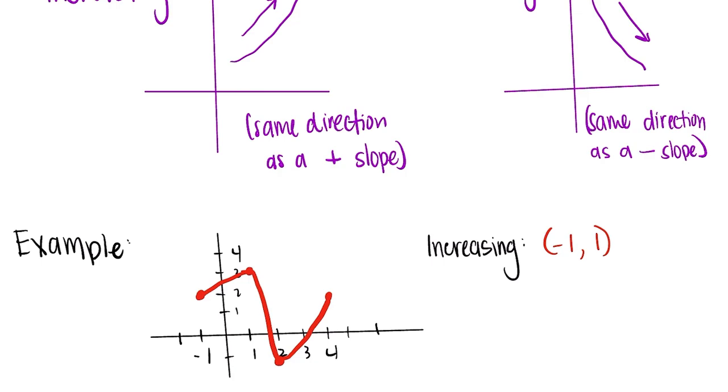Was that the only place that this graph increased? No. Where's the second place that it starts increasing at? 2, and where does it stop increasing? 4. Once again, I'm going to do parentheses, and then because there's multiple intervals, this is where we put the U, that union in the middle. Okay. Any questions on increasing?